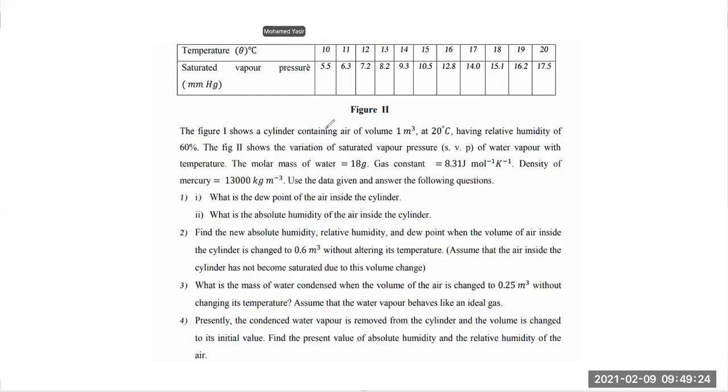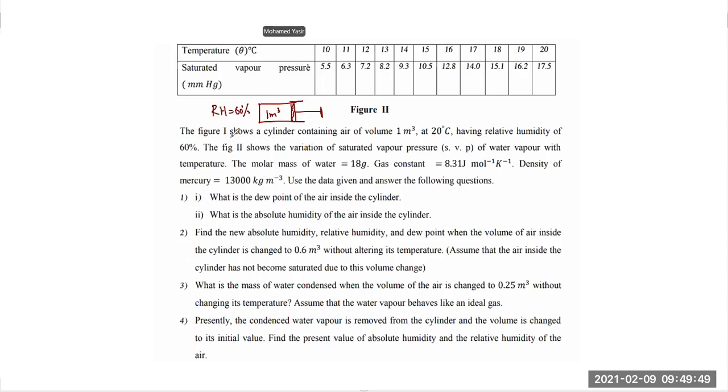The figure 1 shows the cylinder containing air of volume 1 meter cube, right? There is a cylinder like this, a piston and all, and it contains air. So we can change the volume of that air, right? They're saying we have air 1 meter cube at 20 degrees Celsius, having relative humidity of 60. Initial relative humidity is given as 60 percent.